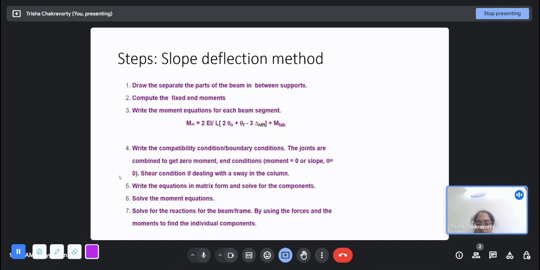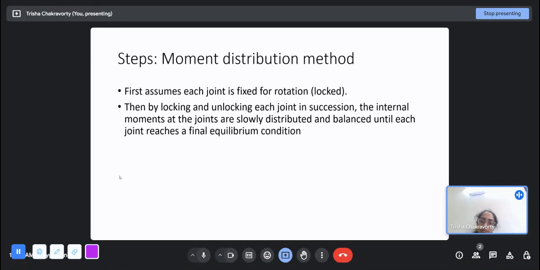Then we solve the moment equations, and then we solve the reactions for the beam or frame by using the forces and the moments to find individual components. If this is not clear now, it is fine. Next week we are going to look at the slope deflection method in detail. The summary of a moment distribution method is they first assume that each joint is fixed for rotation.